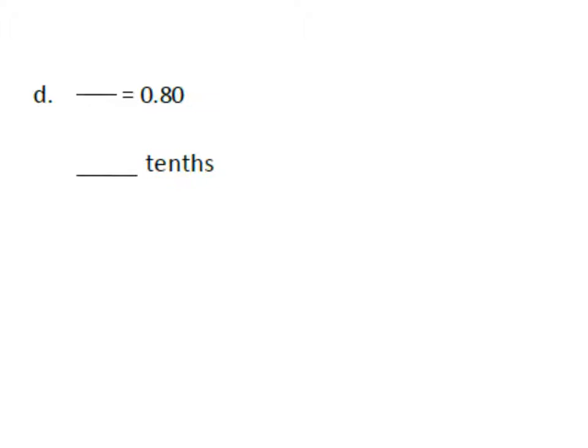Look at letter D. Write the decimal as a fraction and then write in unit form. Pause the video while you work and replay when you are ready. The fraction is 80 hundredths. If I look at the unit form, it says tenths. So let's take a look at our decimal. What digit is in the tenths place? That would be 8. So that really means that 80 hundredths is the same thing as 8 tenths.